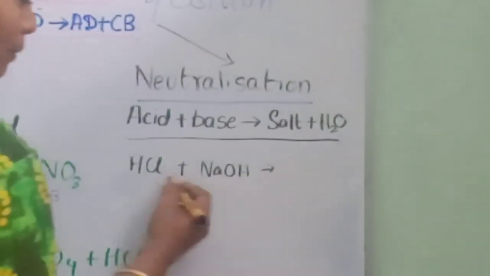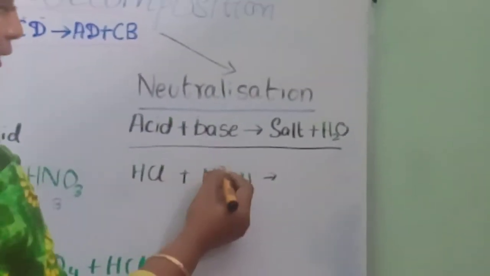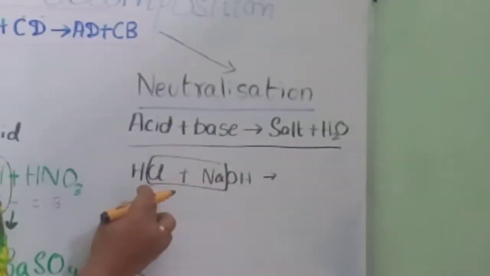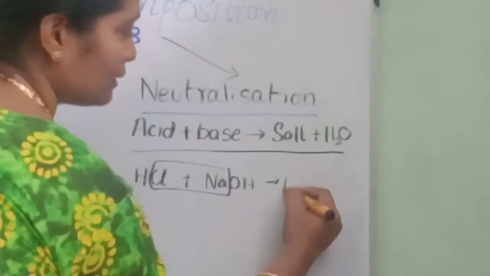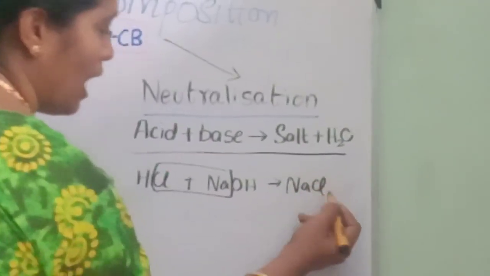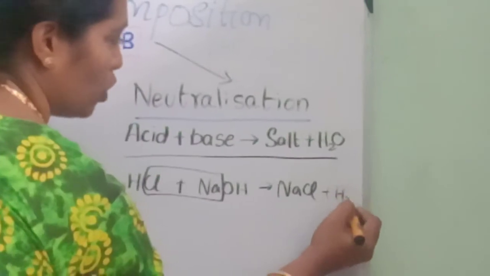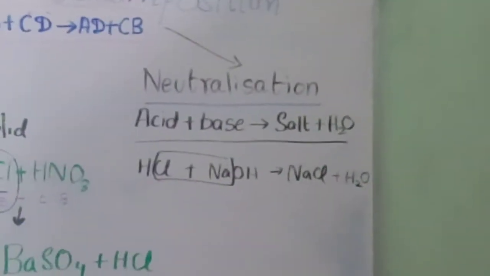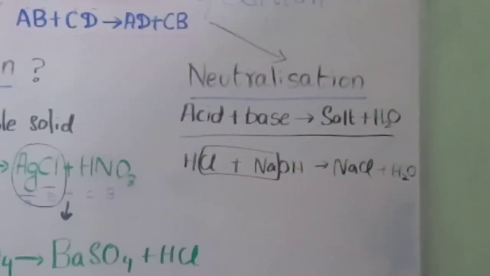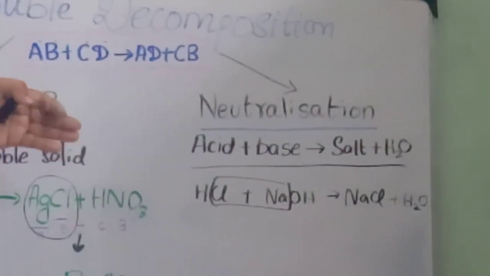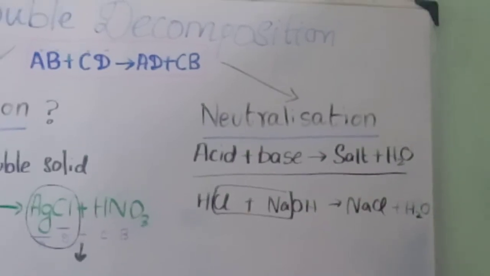When both combine, what happens is this positive Na and this negative Cl will combine together to form salt, that is NaCl, and H and OH will combine together to form water molecule. So neutralization reaction is a reaction in which an acid reacts with the base forming salt and water. This type of reaction plays a very important role in our body.